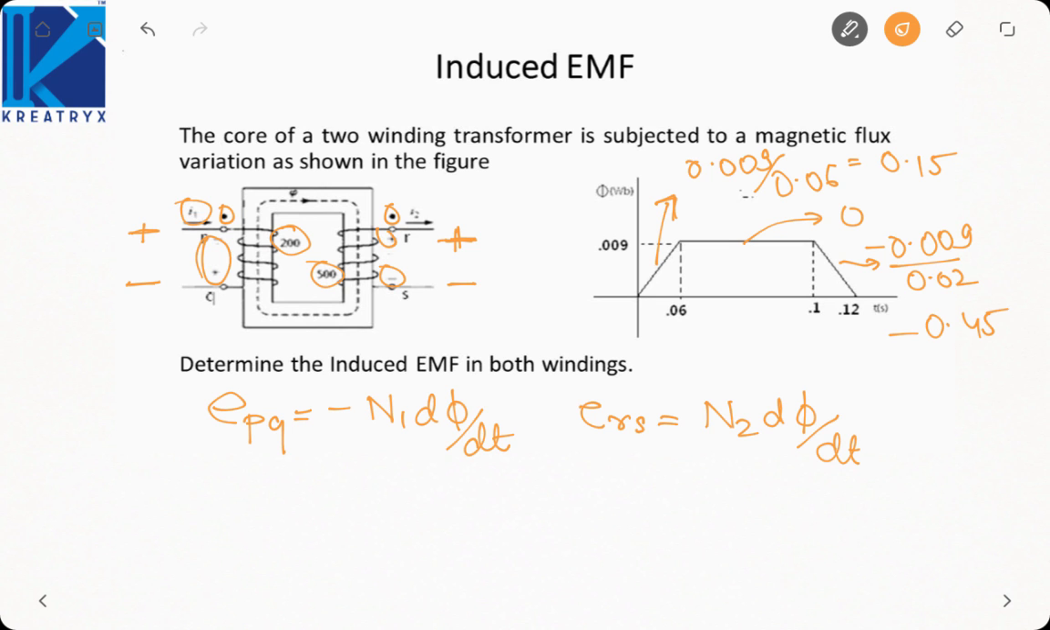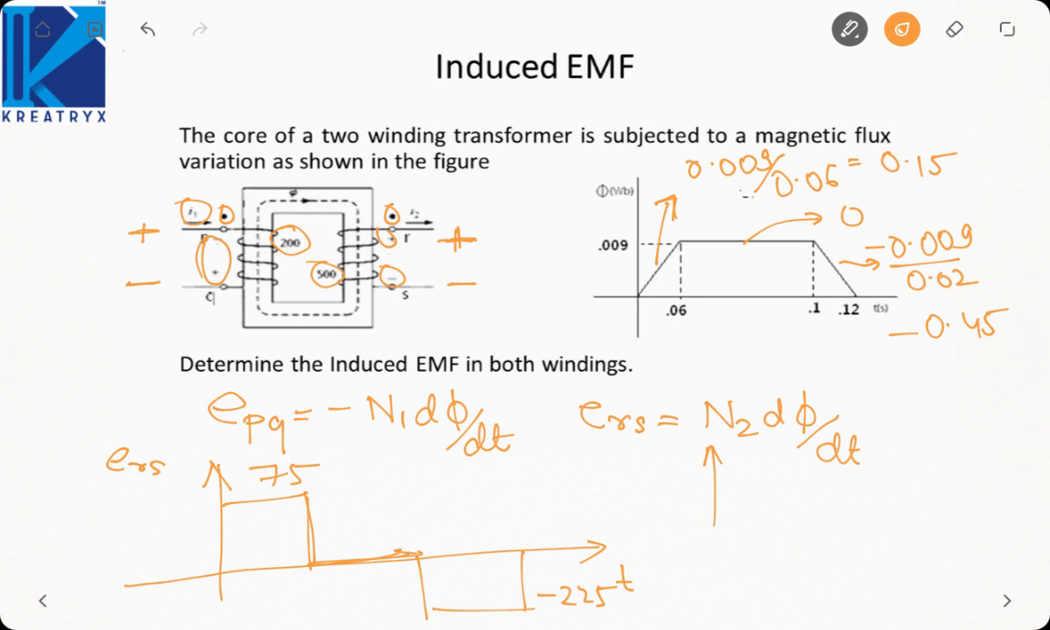Now in order to find the voltage, you just have to multiply it by the number of turns. So first if we plot ERS, you will multiply it by 500 turns. So 500 into 0.15, how much will it be? 5 into 15, that is 75. Then it will go to 0 for some duration. Then it will be minus 225.